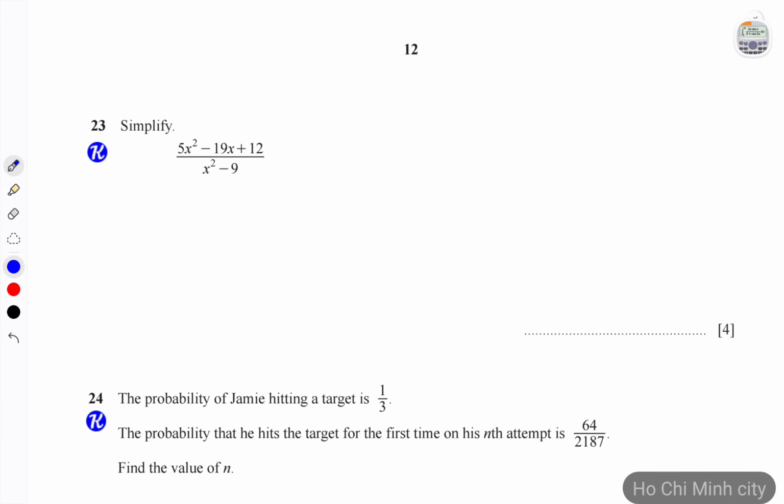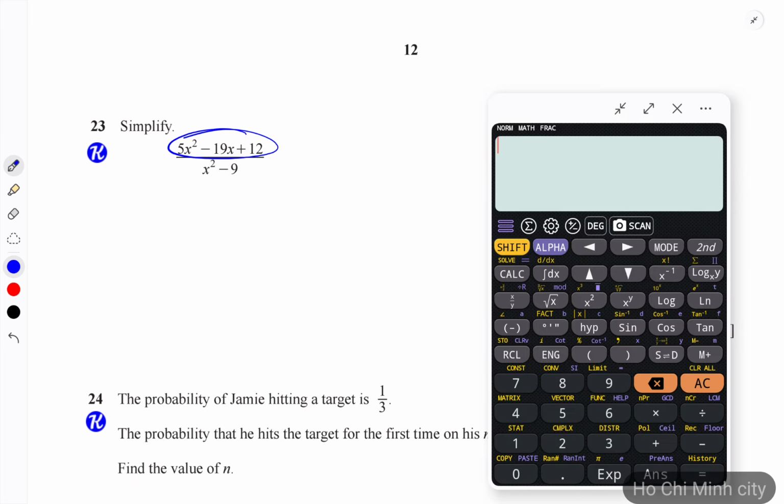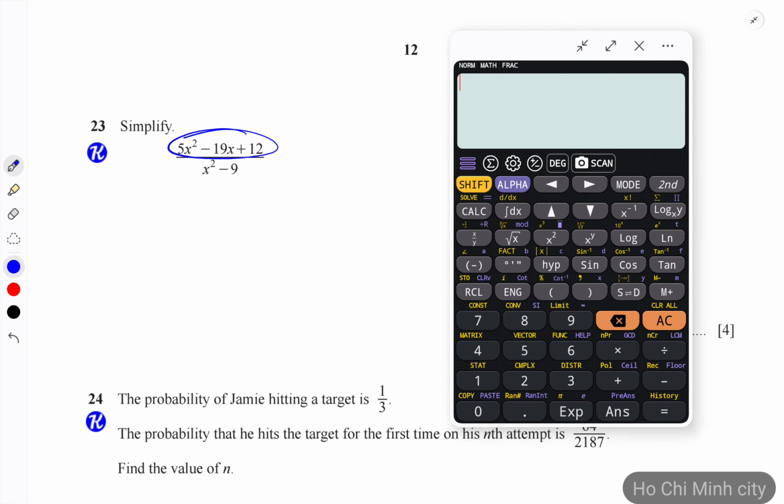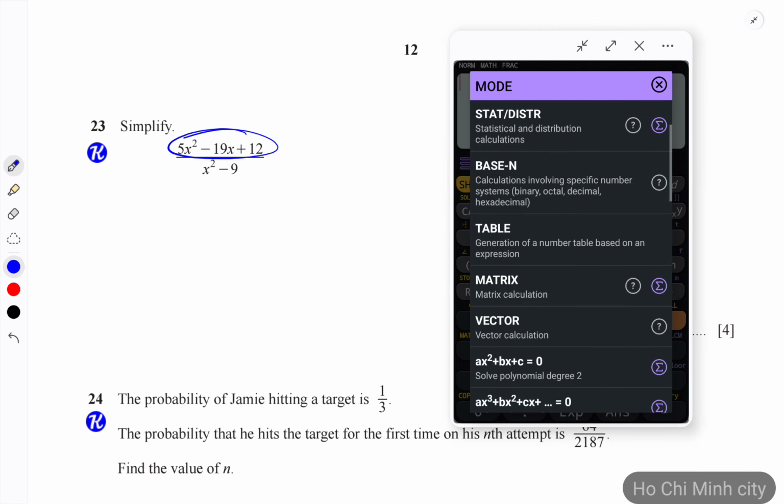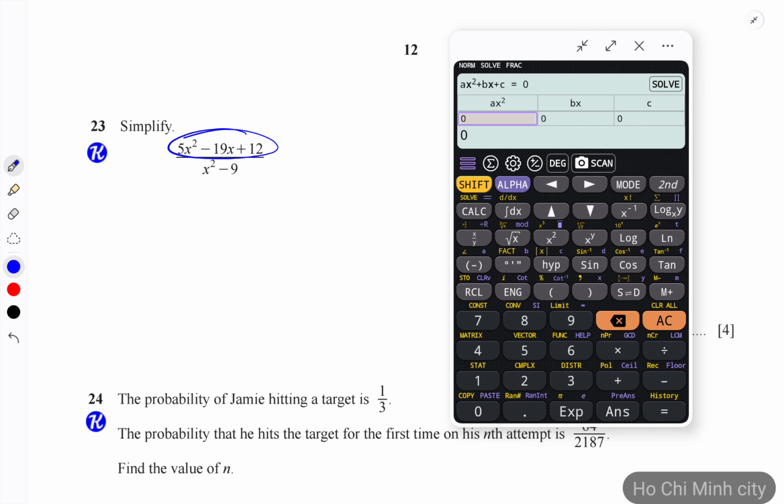The next one, question 23. Simplify this fraction. All right, so first of all, we have to factorize the numerator and then the denominator, and then cross out the terms that are similar, that are common. So the first one, let's input into the calculator to find out the two roots.